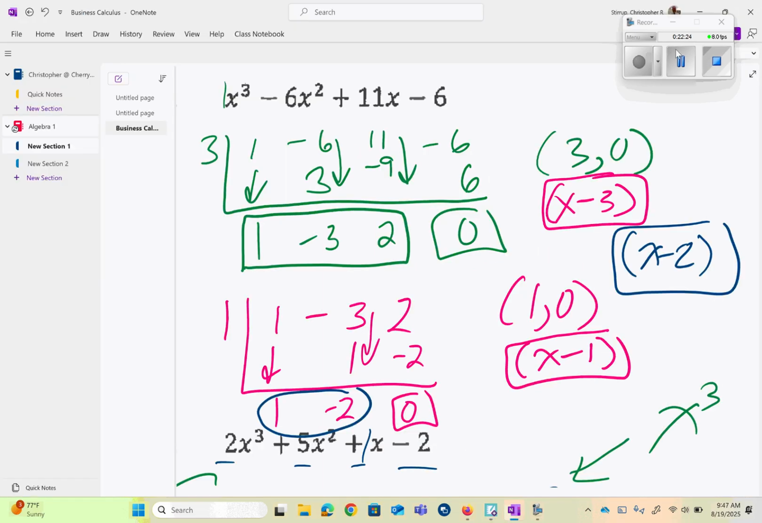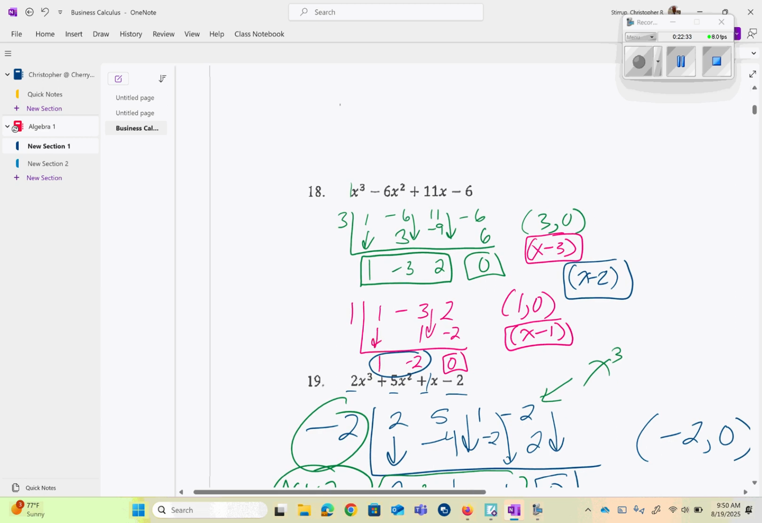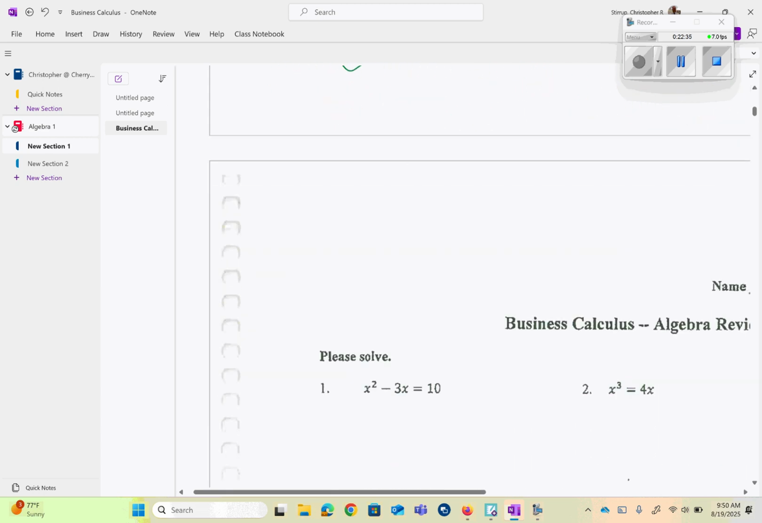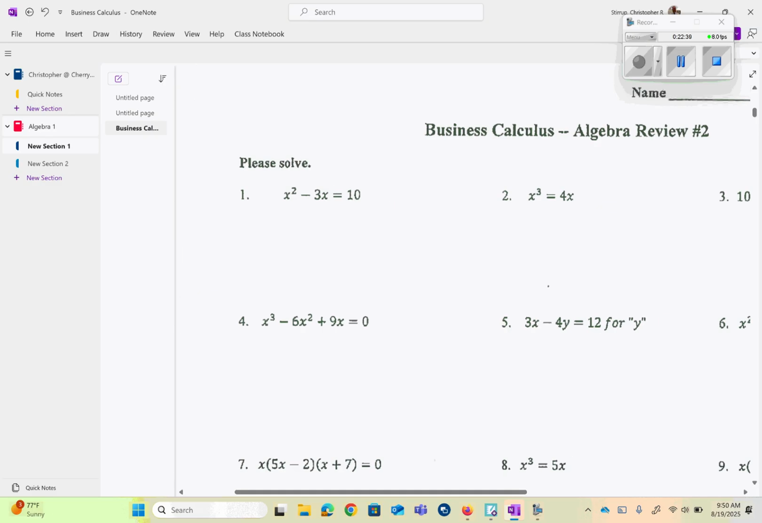All right, algebra review number 2. Make sure you have Desmos out because we're going to be utilizing it quite a bit. And I think you'll like this. This is really beautiful because Desmos is going to be our best friend here.